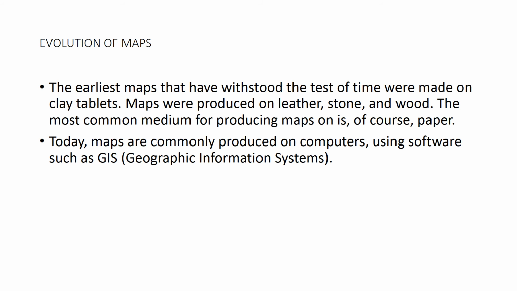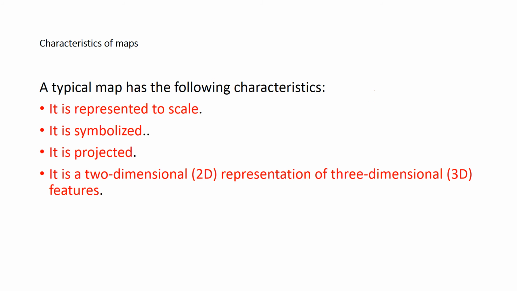Maps have evolved over time from being produced on leather, stone, and wood. Maps are now produced on computers using software such as the Geographical Information System or GIS. So there are many things we can do and understand from a map.